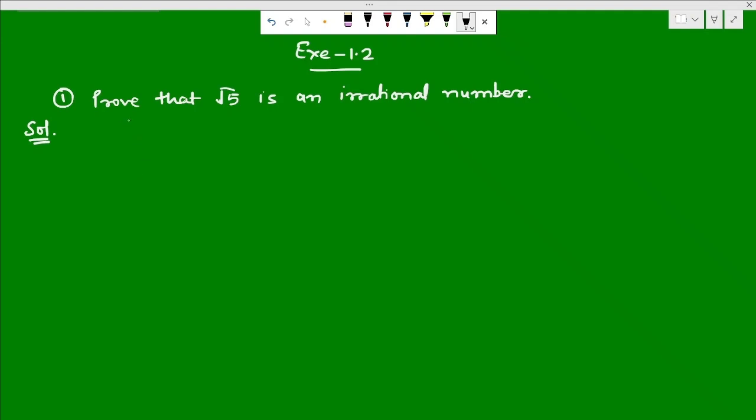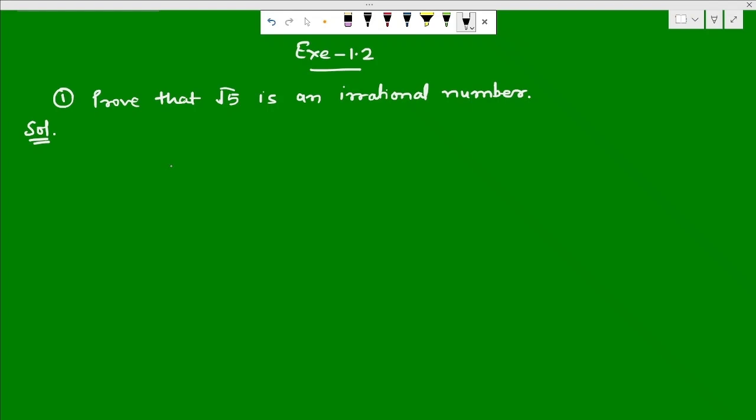It says: prove that root 5 is an irrational number. To prove root 5 is an irrational number, here we use the contradictory method. Contradictory method means method of contradiction.